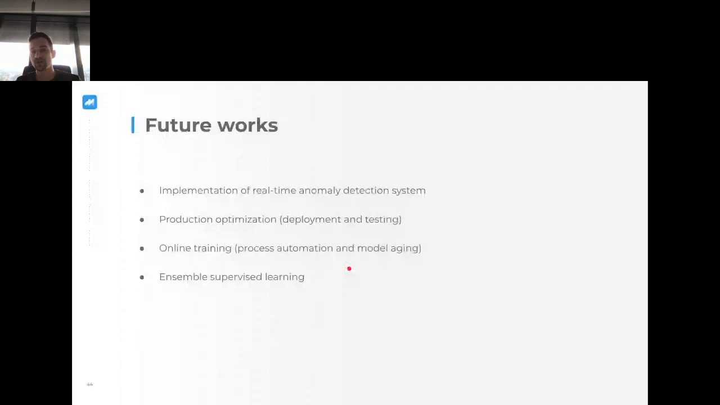Our future work includes the implementation of a real-time anomaly detection system. We have a possible improvement in production when we optimize the model in deployment, and when we test it in production. A possible improvement is online training, in which we can automate the process of unsupervised learning, supervised learning, and updating the model. And this would actually remove model aging completely.